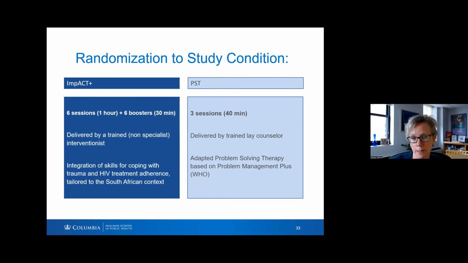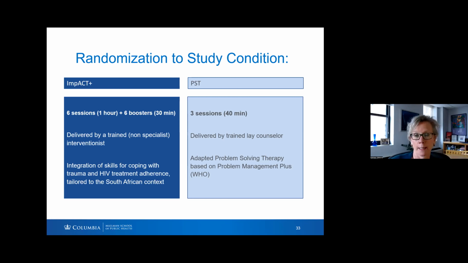Compared to problem-solving therapy, brief problem-solving therapy, which is essentially endorsed by mhGAP, the WHO. We know that it's something that is being potentially delivered in more and more communities around the world. And what we wanted was to also have it delivered by lay counselors, non-specialists.